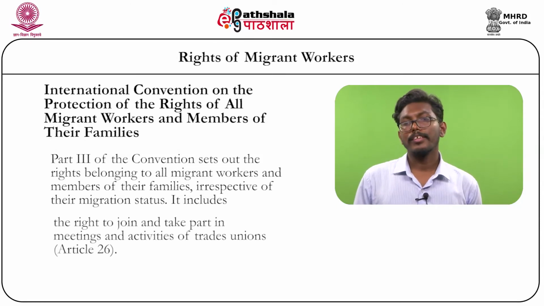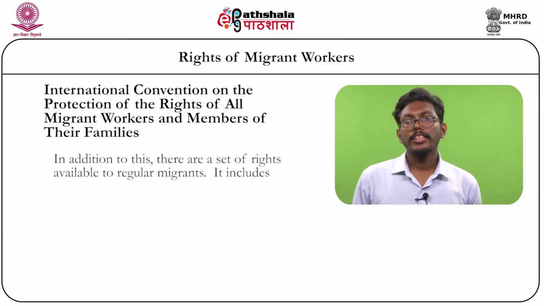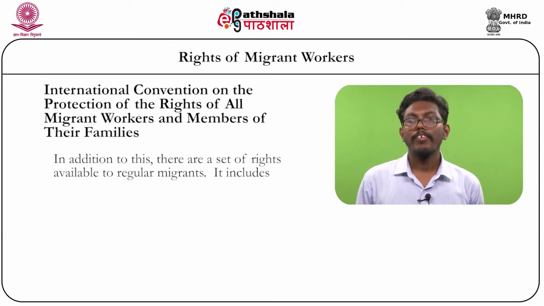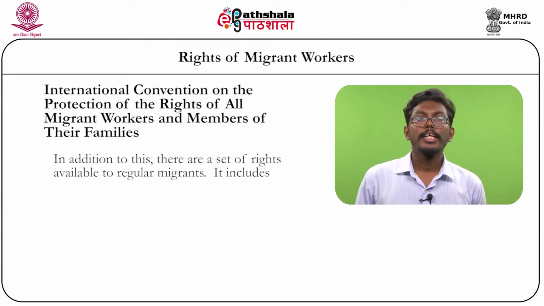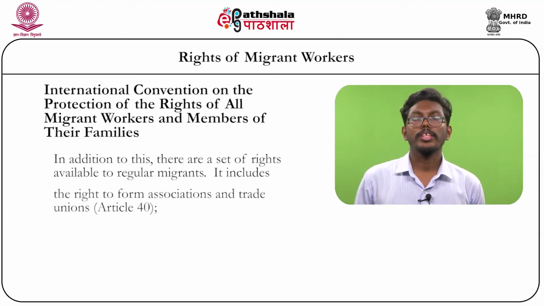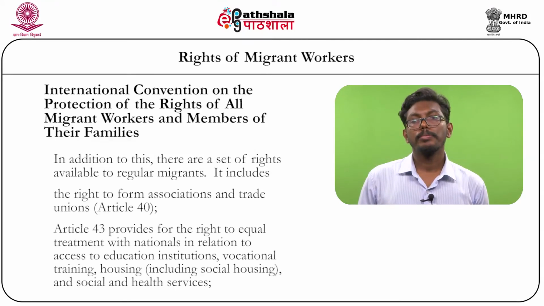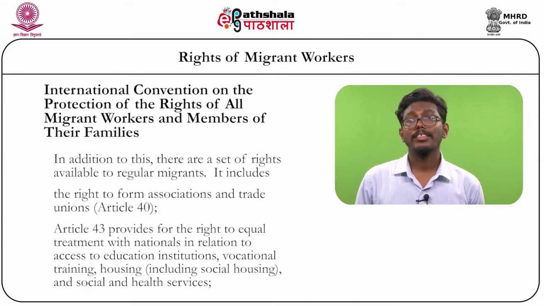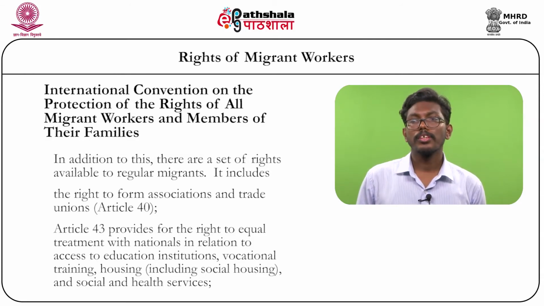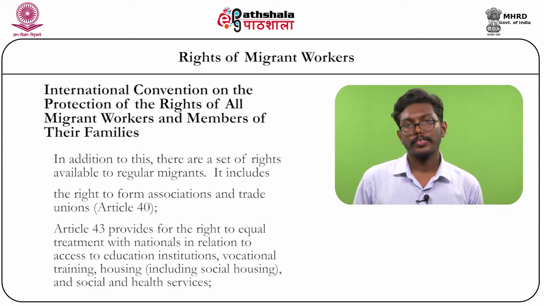And with regard to collective bargaining, the right to join and take part in meetings and activities of trade unions is also provided under Article 26. In addition to this, there are a set of rights available specific to regular migrants. That's the right to form associations and trade unions, which Article 40 says. Article 43 provides for the right to equal treatment with nationals in relation to access to educational institutions, vocational training, housing schemes and social and health services.